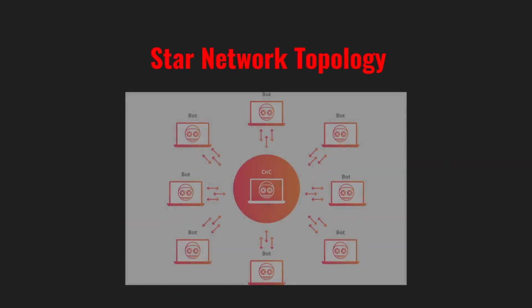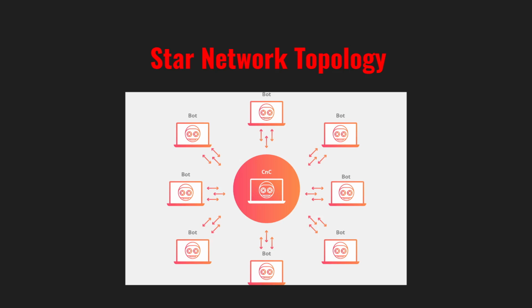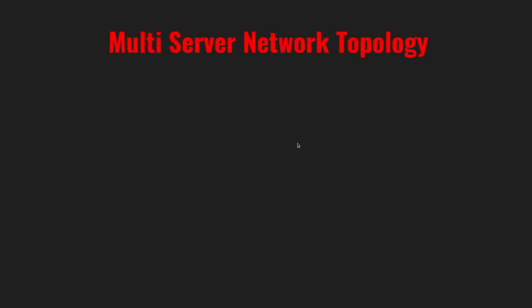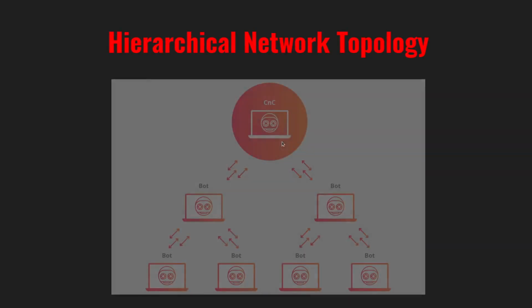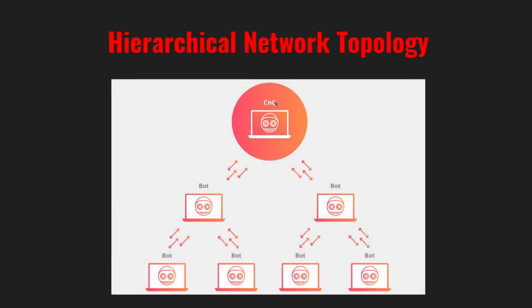So the first topology for this client-server model is the star network topology. As you can see, here we have bots, and here is the server, which is the centralized CNC server. We also have the multi-server network topology, which is like this, but we don't have just a single CNC server. We have multiple servers. Also, we have the hierarchical network topology, where we have the CNC server and we have bots, and these bots have bots, and so on. All right, cool. Now we have the other model, which is the peer-to-peer botnet.